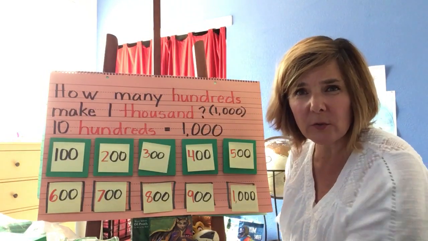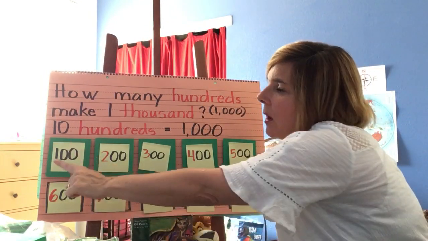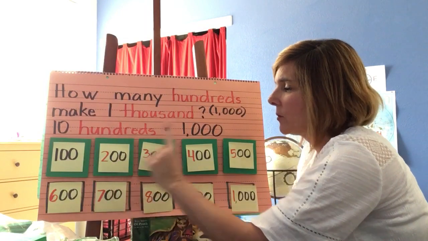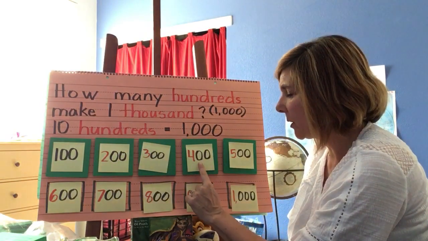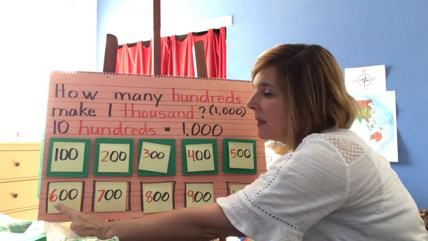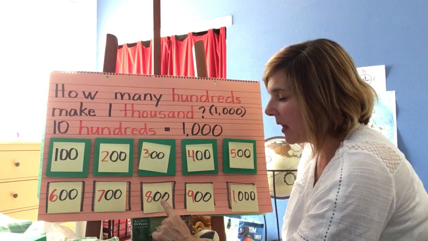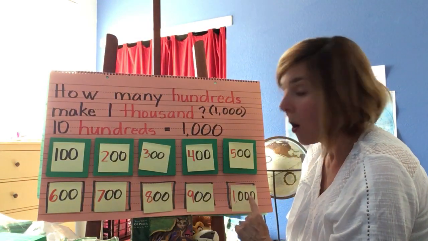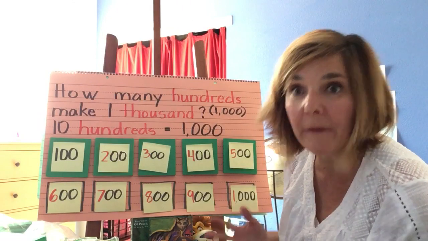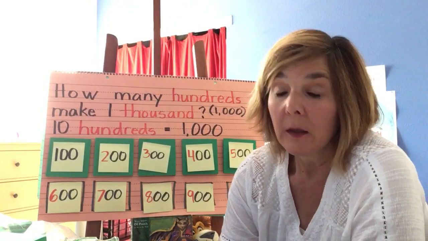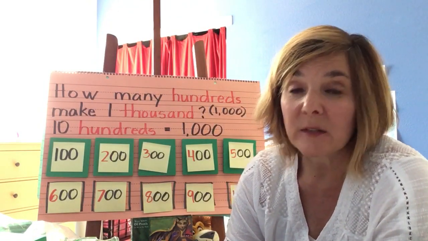Let's count by hundreds now. Okay, we're going to skip count. 100, 200, 300, 400, 500, 600, 700, 800, 900, 1,000. We got there. Okay. The next thing I want to talk to you about is place value.